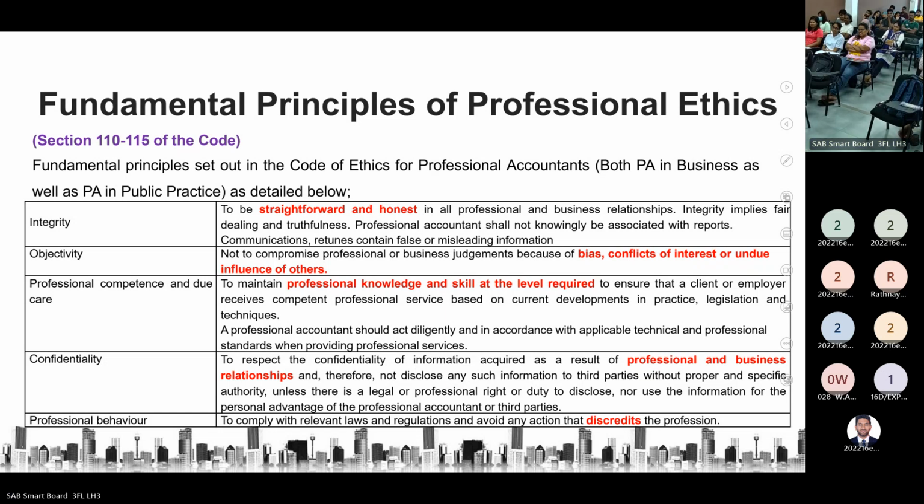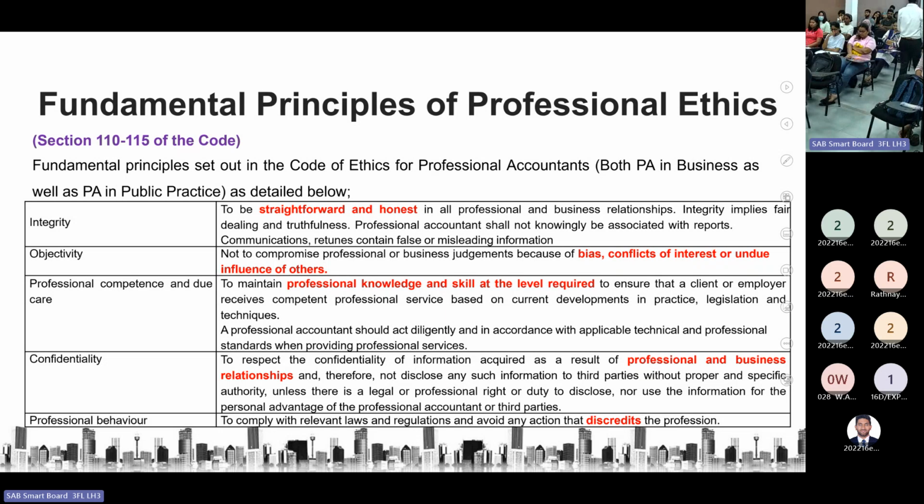So you need to maintain your professional behavior as a chartered accountant. So these are the fundamental principles. This is what you need to remember for your examination. What you mean by integrity, what you mean by confidentiality, what you mean by professional competence and care, what you mean by professional behavior.